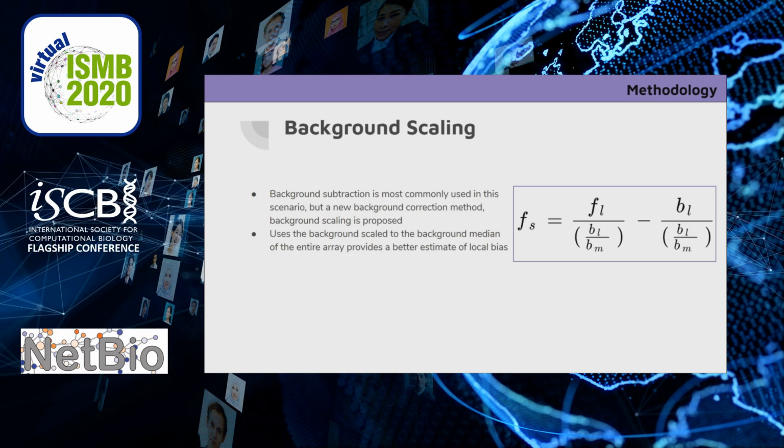Using the median background of the entire array to scale the background and foreground, we can come up with a better estimate of location bias to subtract. In this equation, we are scaling the local foreground, FL, using the local background, BL, divided by the median background of the entire array, BM. The same calculations are then done to the local background, which is then subtracted from the scaled foreground.